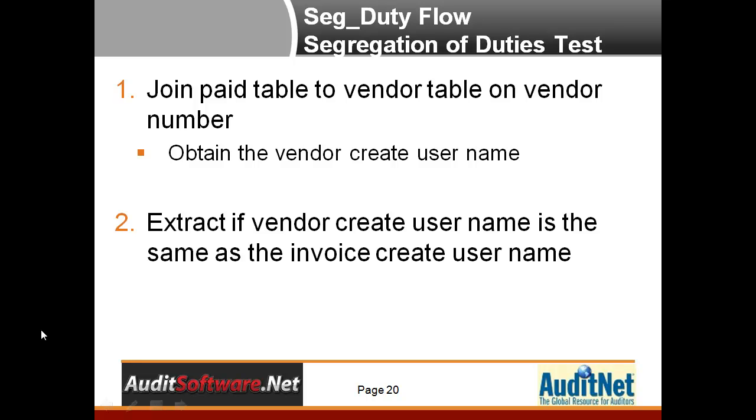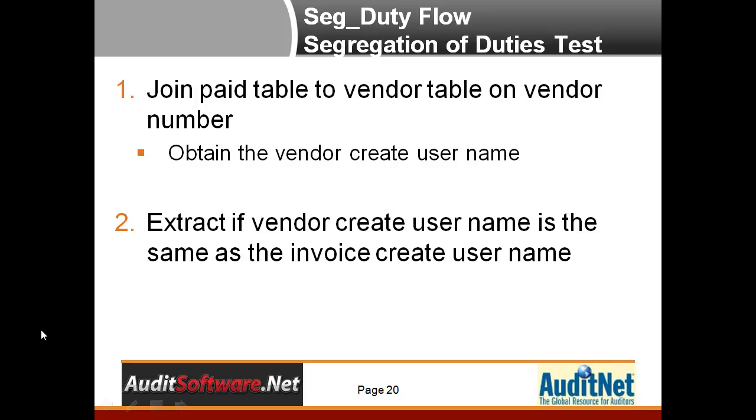The next script to talk about is the Seg Duty Script, where we're looking for situations where the vendor create user is the same as the invoice create user. And that's a segregation of duty issue because a person could create a phony vendor and then they could create the invoice for that vendor and pay themselves and no one would know. So we like to look at this test.